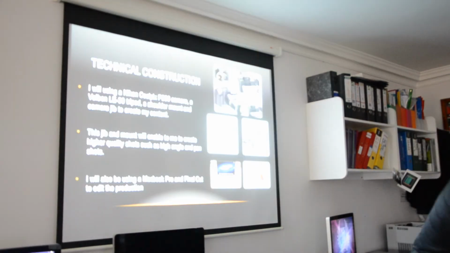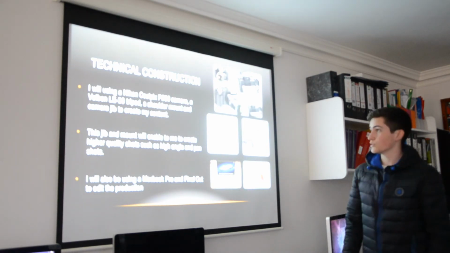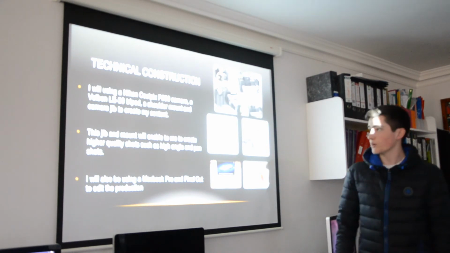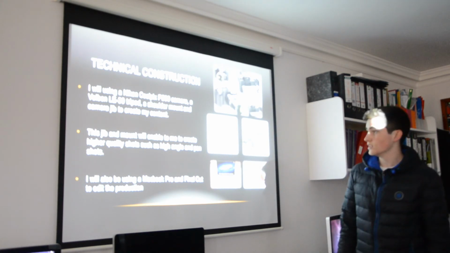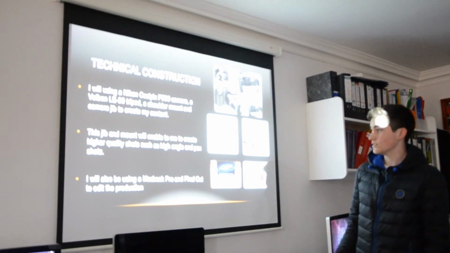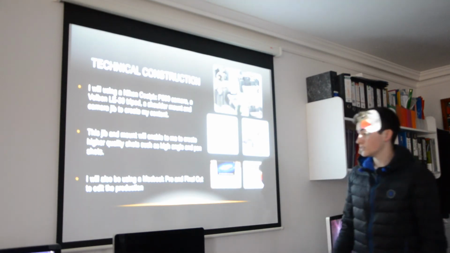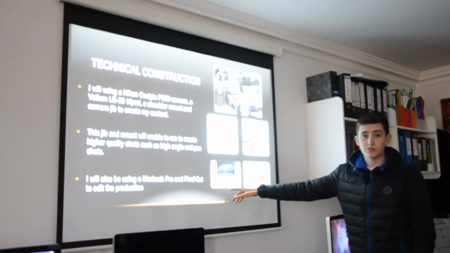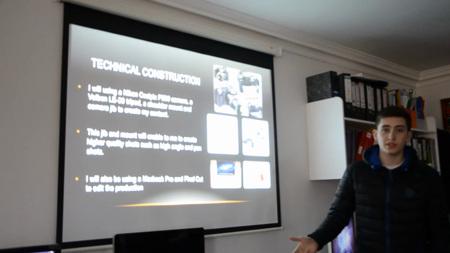The technical construction. I'll be using a Nikon Coolpix P500 camera, a Velbon LE30 tripod, a shoulder mount and a camera jib and mount to create my content. This jib and mount will give me the opportunity to create higher quality content and also create shots such as the high angle and pan shots. I'll also be using a MacBook Pro 2012 13-inch and Final Cut Pro to edit the content together.